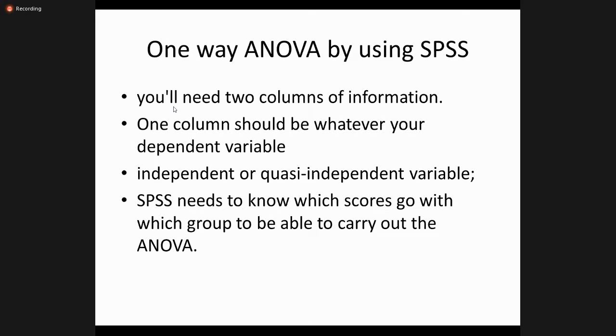You'll need two columns of information. One column should be your dependent variable, and the other the independent or quasi-independent variable. So two things you need when putting the data in SPSS: one column represents the dependent variable, and the other column represents the independent variable. SPSS needs to know which scores go with which group to be able to carry out the ANOVA. So you just give the instruction when you are going to apply this ANOVA in SPSS.